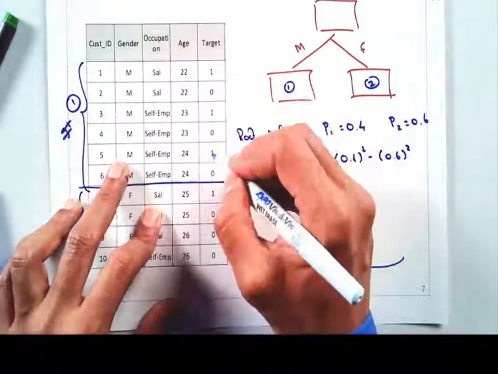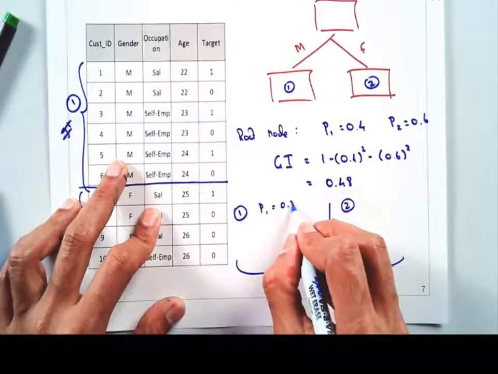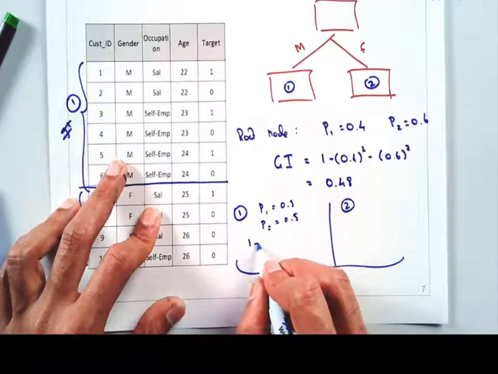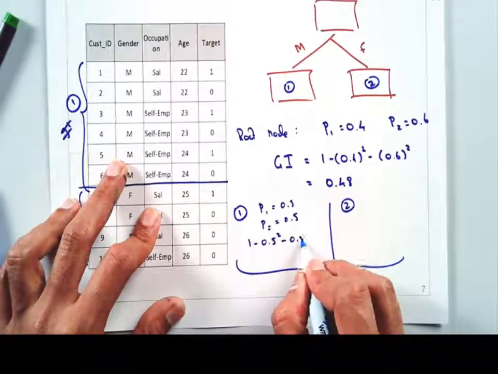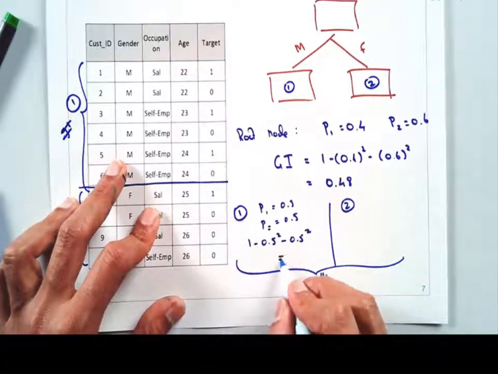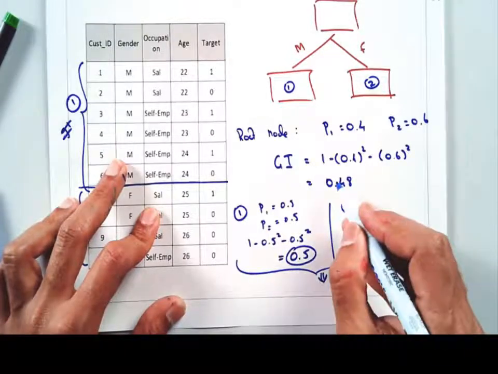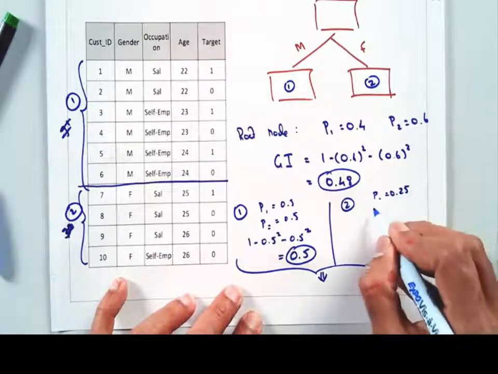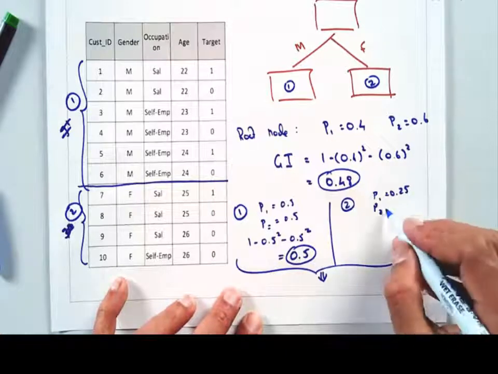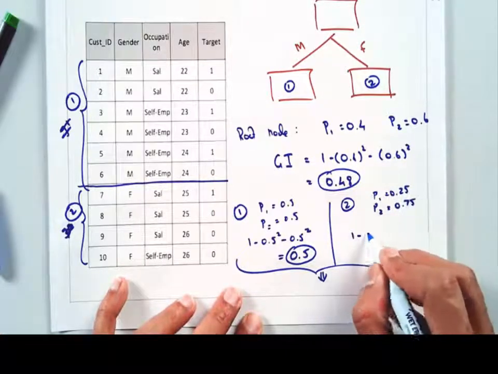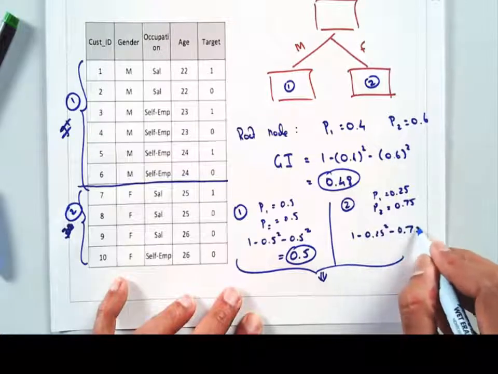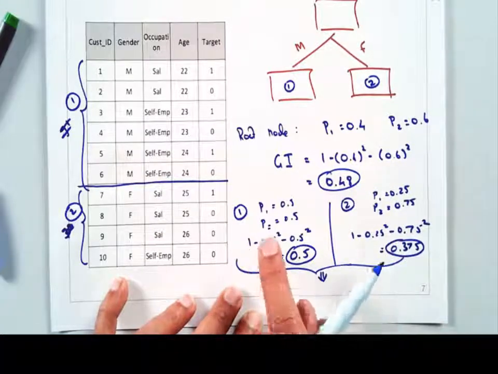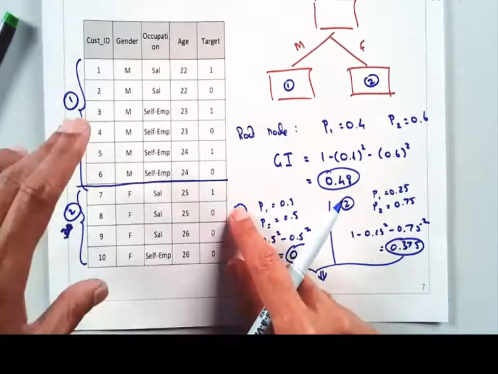In group 1, there are 1, 2, 3, and P1 is equal to 0.5. P2 is also equal to 0.5. So that's going to give me 1 minus 0.5 square minus 0.5 square, and that gives me 0.5. And here it's 0.48. And in group 2, P1 looks like it's 0.25, and it's a little purer, particularly because there are a lot more zeros, with 0.75, and 1 minus 0.25 square minus 0.75 square ends up giving me 0.375.